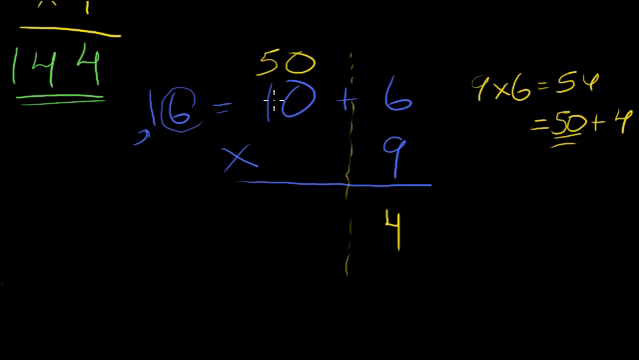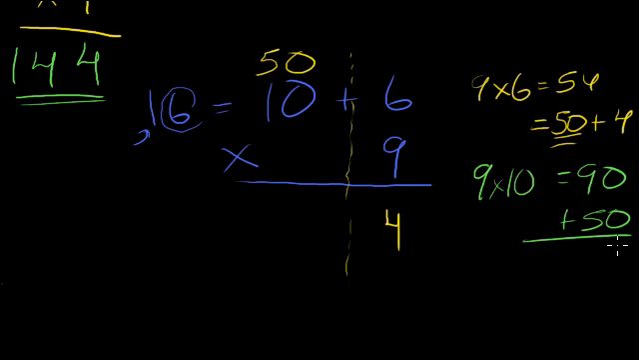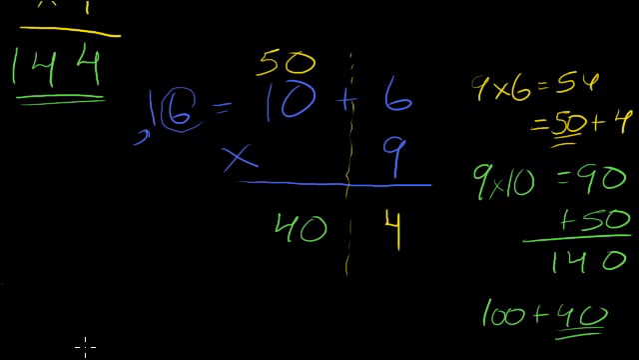And then you say, what's 9 times 10? Hey, Sal, well, you've memorized this. Anything times 10 is just that anything with a 0. So 9 times 10 is 90. And then we want to add 50 to it. What's 90 plus 50? It is 140. So 9 times 10 is 90, plus 50 is 140. And we could rewrite 140 as 100 plus 40, just to be consistent. So what we'll do is we'll put the 40 down here.